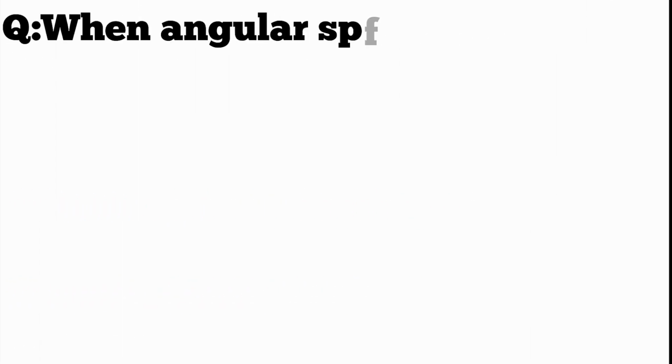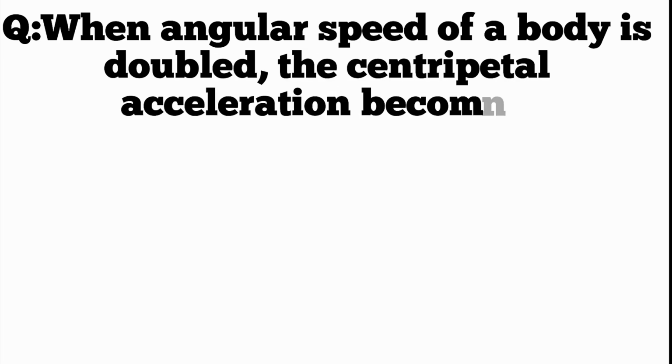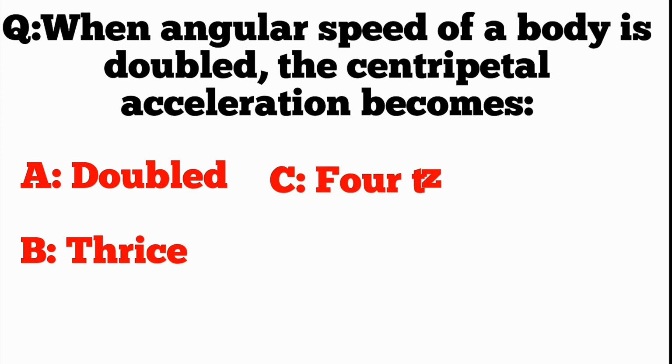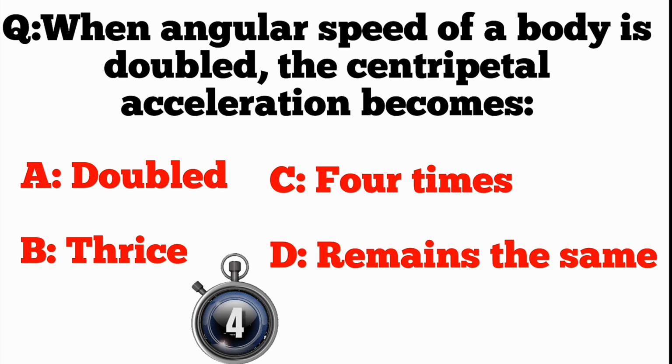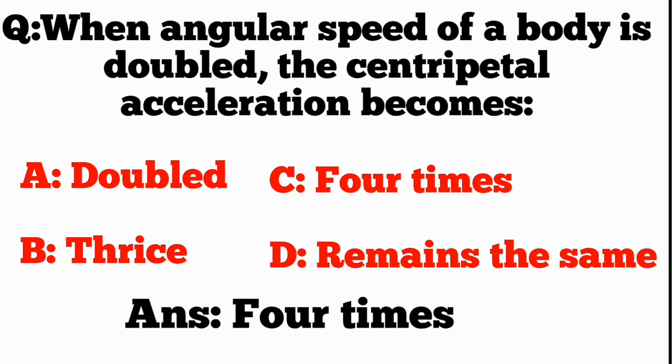Q. When angular speed of a body is doubled, the centripetal acceleration becomes A. Doubled, B. Thrice, C. 4 times, D. Remains the same. Ans. 4 times.